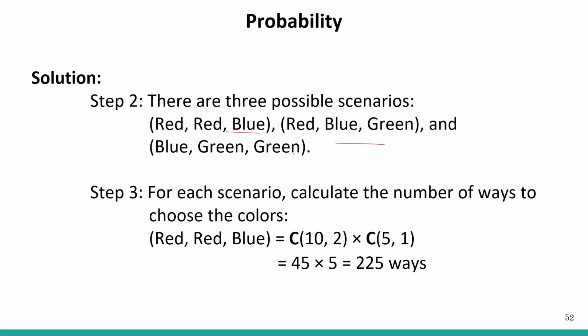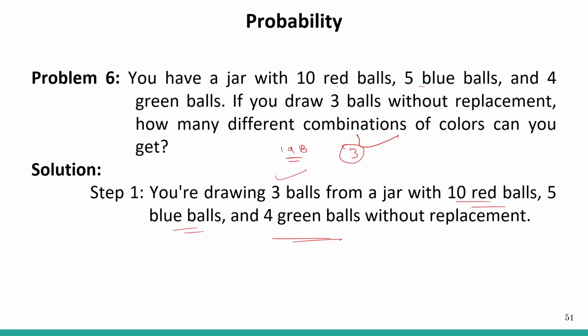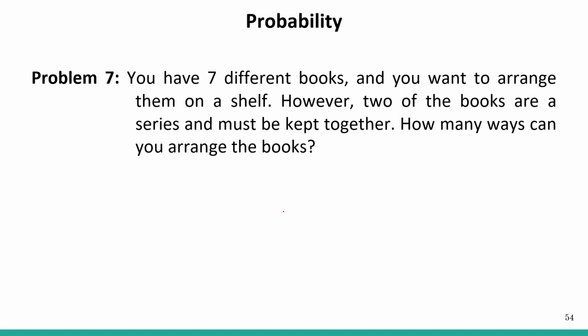So these are the best possible cases, and actually I can calculate what? 3 different colors. So if you ask me what the probability will be, it will be 3 into 2 into 1 by, in how many ways can I pick 3 balls out of 19? So it will be 19C3, right? So this by 19C3. So this will be the probability that I get 3 different colors. Okay, so let's go forward and see problem number 7.